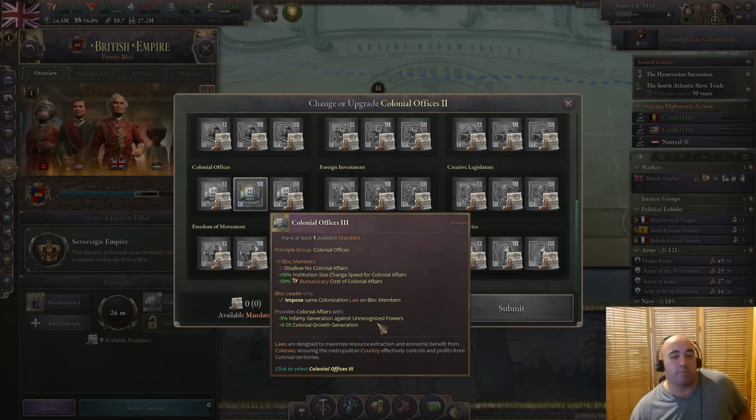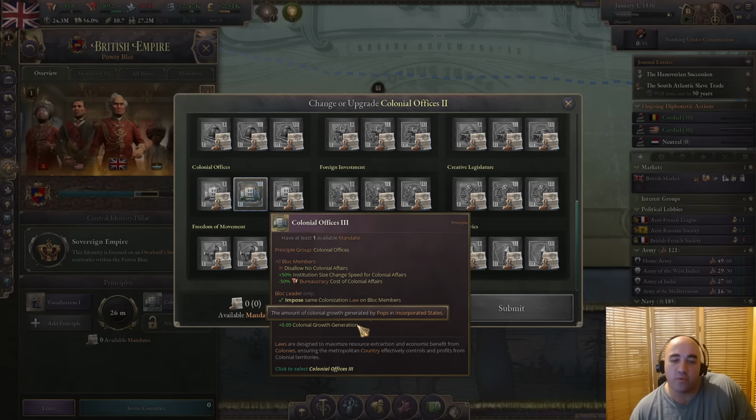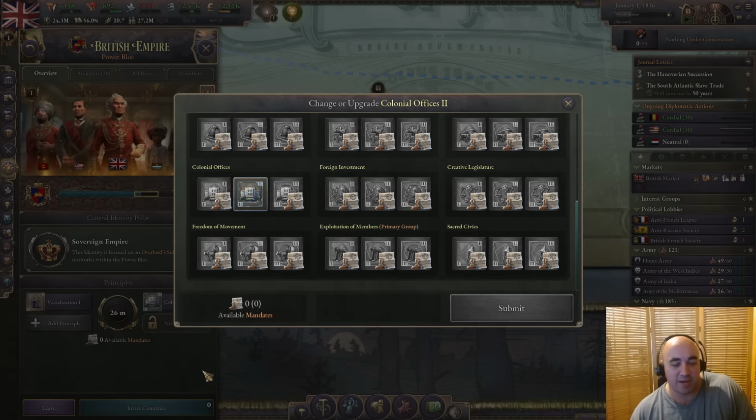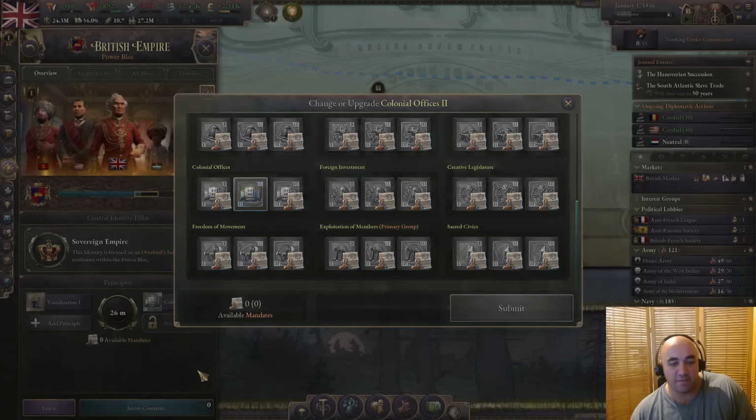You also get plus colonial growth generation, but often you will hit caps anyways, so this is kind of not that big a deal. I think this might override the cap, actually, even. But this isn't a crazy good thing. The main thing is the minus infamy generation thing. And I think this is going to be a mainstay.